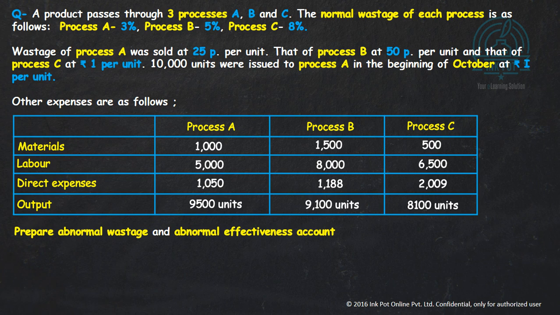The wastage of process A is sold at 25 paisa per unit. Process B wastage is sold for 50 paisa per unit, and that of process C is 1 rupee per unit. So 10,000 units were issued to process A in the beginning of October at rupee 1 per unit, and the remaining information is given. Process A, B, C information is given. Material, labor and direct expenses are given, and output in units are given to us. So let's do it first.